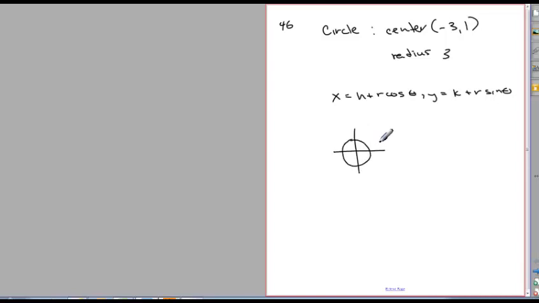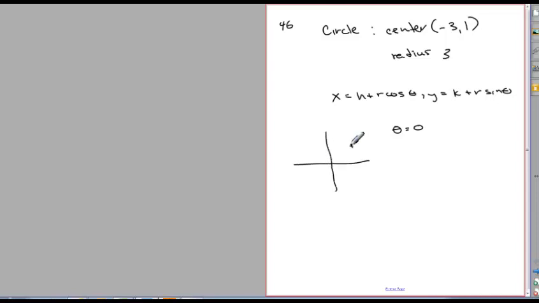So if you think about this qualitatively, here's your circle. When theta equals 0, cosine of 0 is 1, so you get h plus r. Actually, I'm drawing this at the center, so that's not probably that good. So let's do this again.